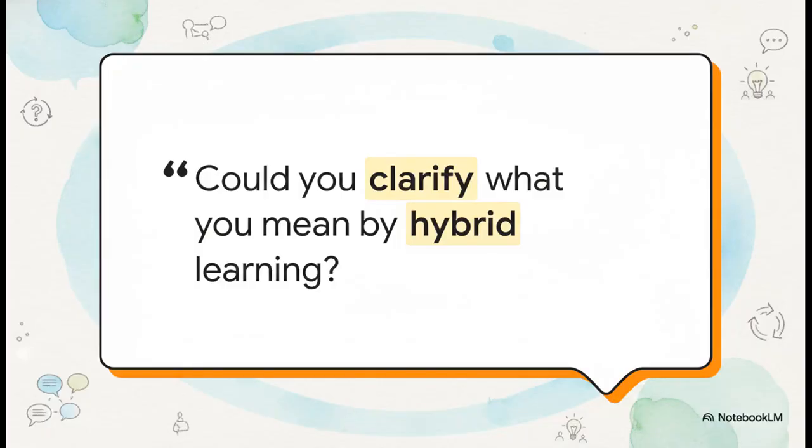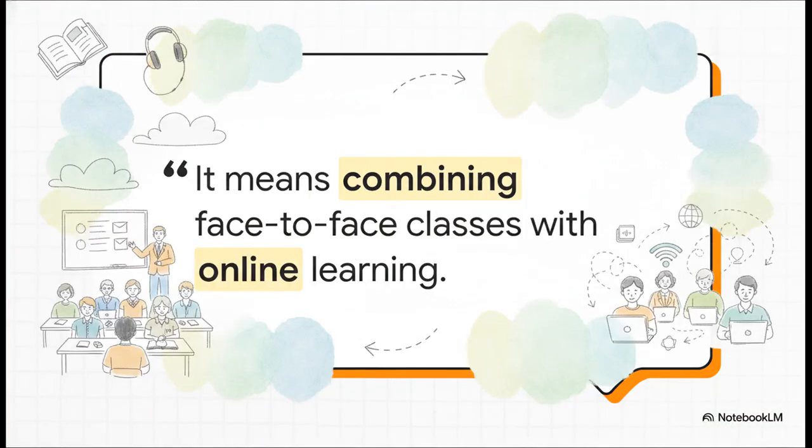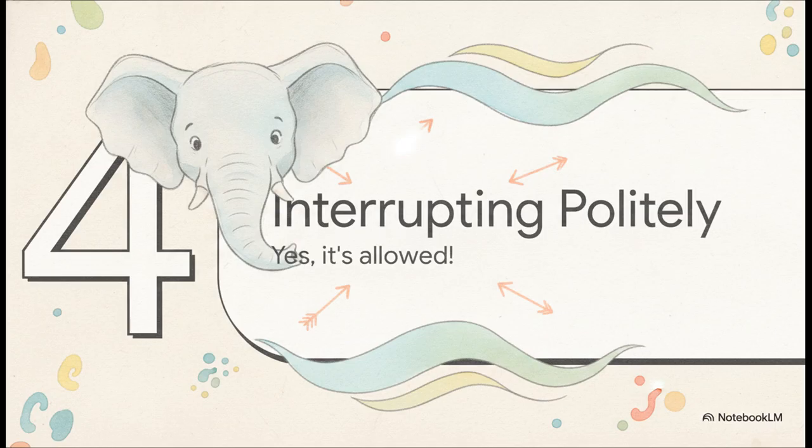Let's look at a quick role play from our source material to see this in action. Sarah asks, could you clarify what you mean by hybrid learning? This is such a great example. It perfectly models a calm, highly polite way to ask a peer for clarification without sounding accusatory or making the other person go on the defensive. And then, here's Allie's response. It means combining face-to-face classes with online learning. This brilliantly demonstrates how you should respond when asked for clarification. Just give a direct, organized, helpful answer. You can use phrases like, what I mean is, or let me explain, to guide your colleague right to the answer. Okay, moving right along to Section 4.